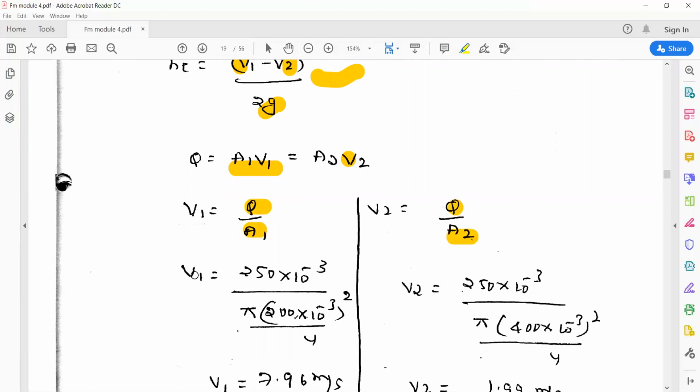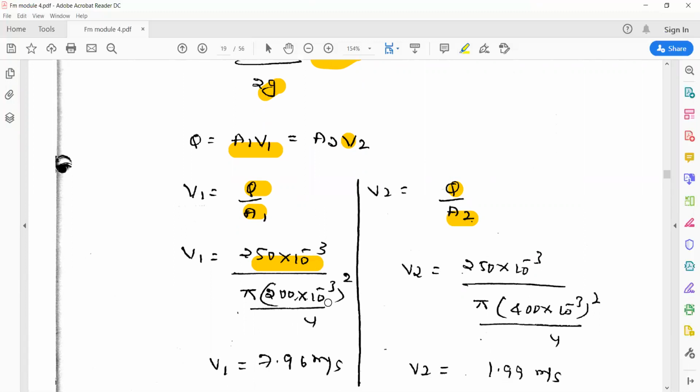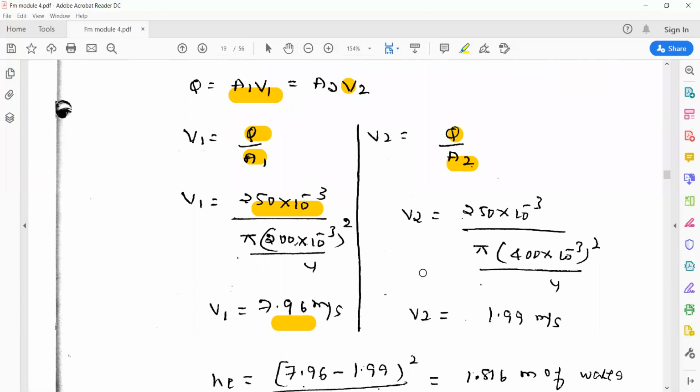So V1 is equal to Q, the discharge value you have, divided by A1. A1 is the cross-sectional area of the first pipe, that is pi d1 square divided by 4. d1 is given as 200 mm. It has to be converted to meters, so that's why it has become 200 into 10 raised to minus 3. If you compute pi d square divided by 4, you'll get the value of V1.